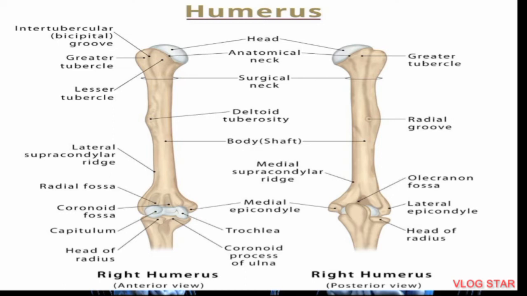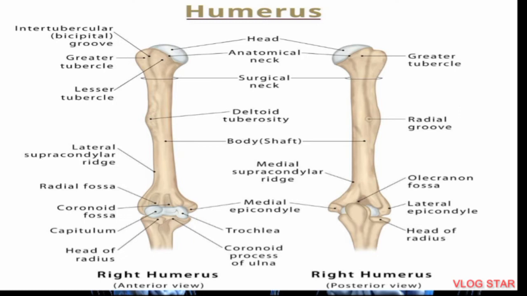We are not studying ulna here. This is in the picture, so I am telling you. This is the anterior view and this is the posterior view of the humerus. Okay, and this is the right humerus. Let's talk about some of its features. Humerus is the arm bone which articulates with the scapula at the shoulder joint, and with radius and ulna at the elbow joint.